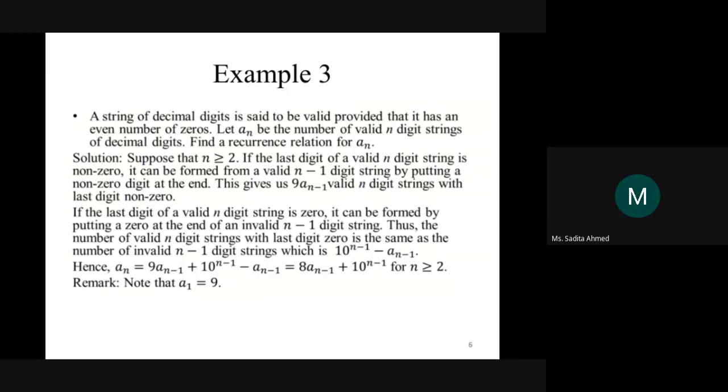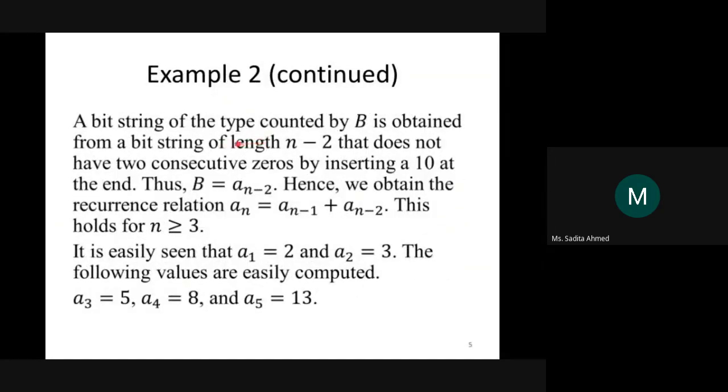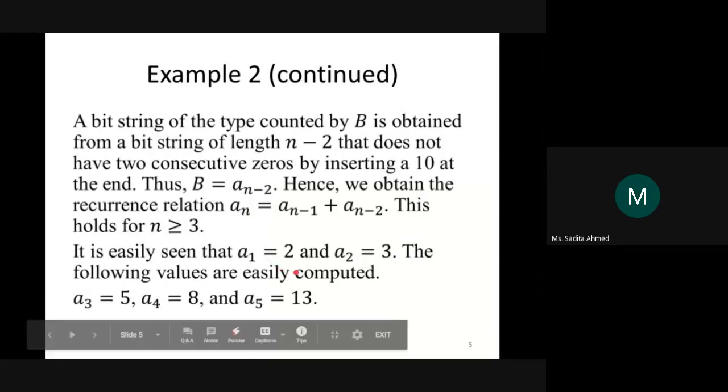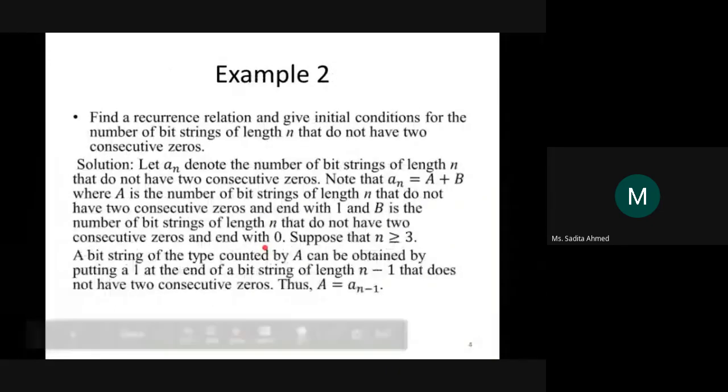I'd just like to remind you that for the bit string problem, we used an minus 1 to solve it. What does an minus 1 contain? All the bit strings of length n minus 1. All we did was add a 1 to the end of those bit strings of length n minus 1, and then we have the count of all bit strings of length n that end with 1.